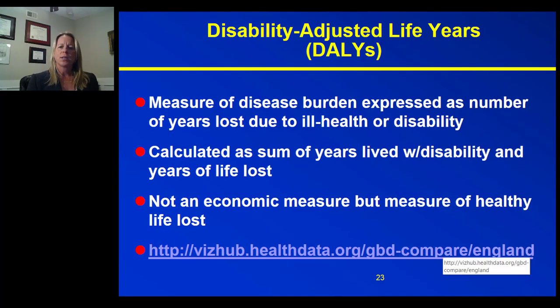So the next concept is the disability adjusted life years, or DALYs for short. This is a measure of disease burden expressed as a number of years lost due to ill health or disability. It's calculated as the sum of years lived with a disability and the years of life lost as a result of that disability. This isn't really an economic measure per se, but rather one of healthy life lost. And again, it's useful for public health purposes. I'm giving you a link that provides you with access to data from a database in the UK that is very useful, frankly, and allows you to explore patterns of DALYs.